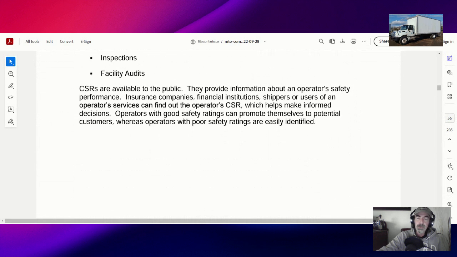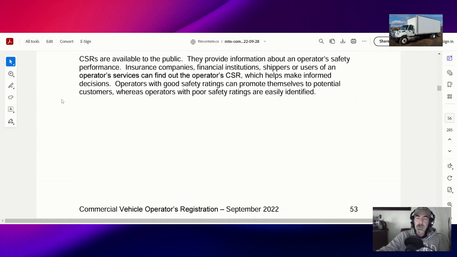Insurance companies, financial institutions, shippers, or users of an operator's services can find out the operator's CSR, which helps make informed decisions. Operators with good safety ratings can promote themselves to potential customers, whereas operators with poor safety ratings are easily identified.